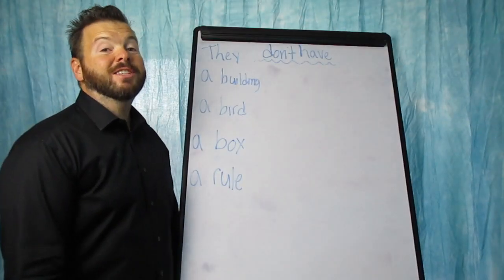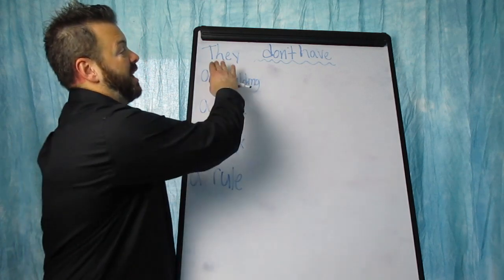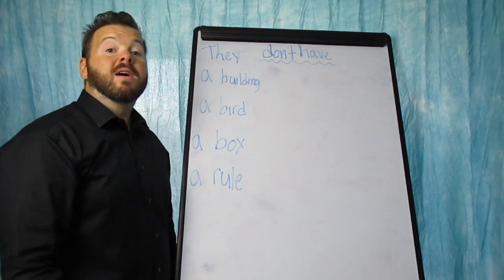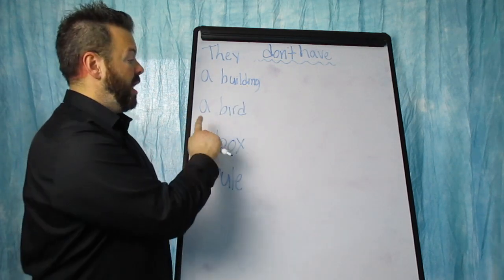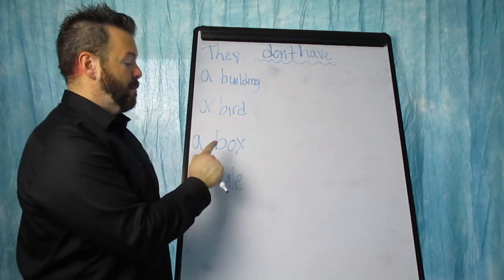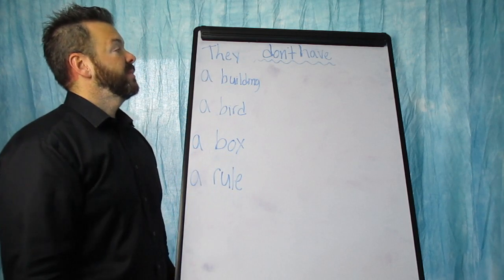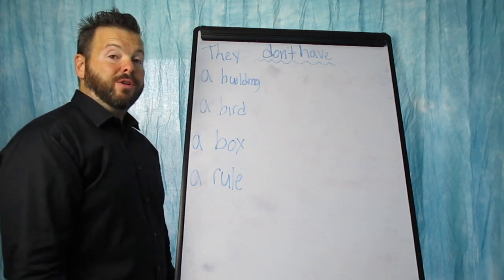Okay, here are some more words. This time, we're going to use they and don't have to create sentences with the words. Let me read the words to you. A building, a bird, a box, a ruler. Pause the video here and write all the words down.